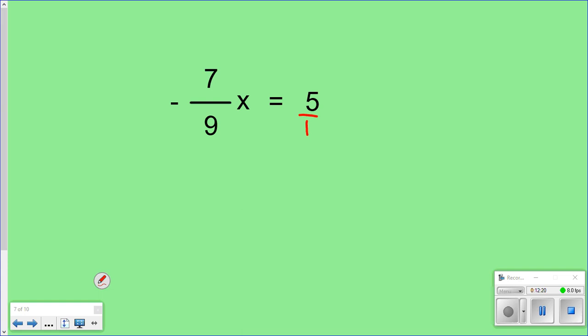Make sure you're flipping the right thing. Make sure you keep your negative sign with the 7/9. Lost that one. These are just a little more work than the decimal ones there.